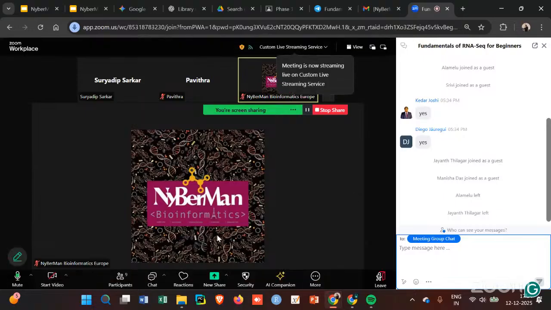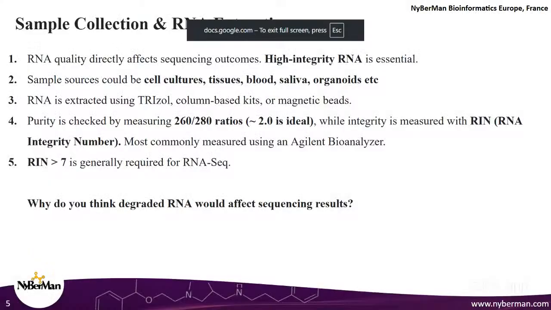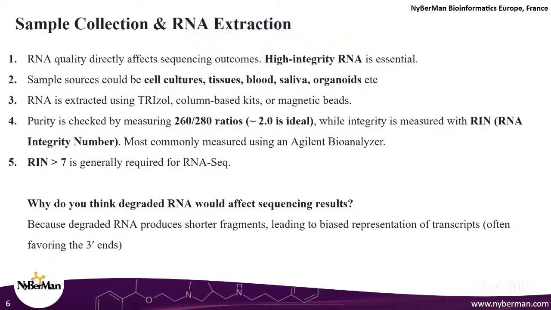Okay. Not too chatty of an audience here. No problem, we can move ahead then. So the answer is technically because degraded RNA produces shorter fragments, which leads to biased representation of transcripts favoring the 3' ends. Why exactly favoring the 3' ends? You miss out on information on the 5' end. Why exactly that happens will become clear in the next slide.